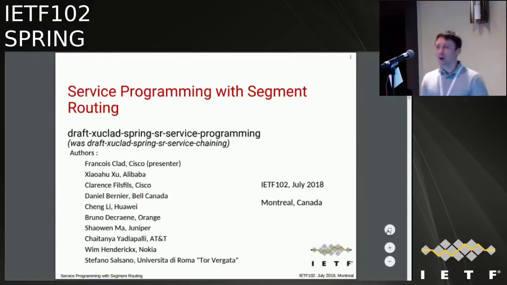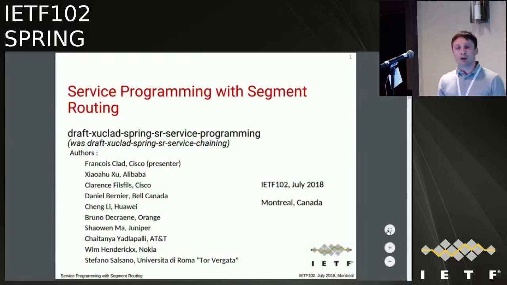So I'm going to present an update on the SR service chaining, where we completely integrate the service as part of segment routing. And the first thing that we changed since the last presentation at IETF 101 was that we renamed the draft into service programming with segment routing. And the reason is that segment routing enables more than just sequencing or chaining services. You can actually program them. You can, using SRv6 for example, and SID arguments, pass additional information to each service.